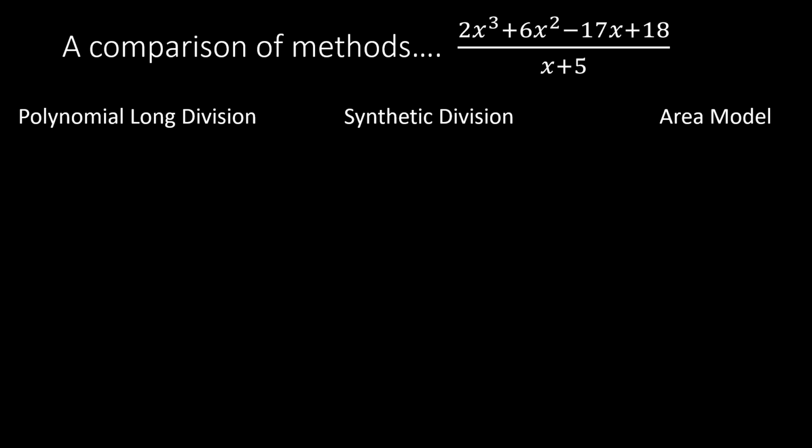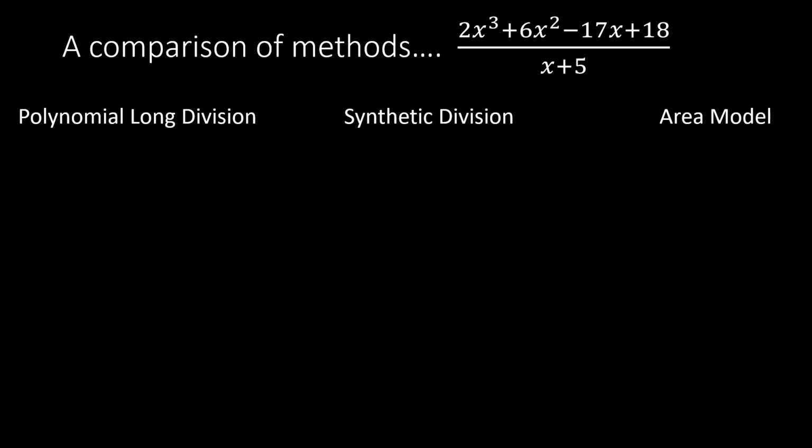This video is going to take a look at the three main ways that we have to carry out polynomial division. We're going to look at the same problem done three different ways: 2x to the third plus 6x squared minus 17x plus 18, and we're going to divide that by x plus 5. The purpose of this is so that you can see the methods side by side, see what they're good at, maybe what they're not good at, or how they connect to other things that you know, and hopefully make the best decision for you about which method you want to use.